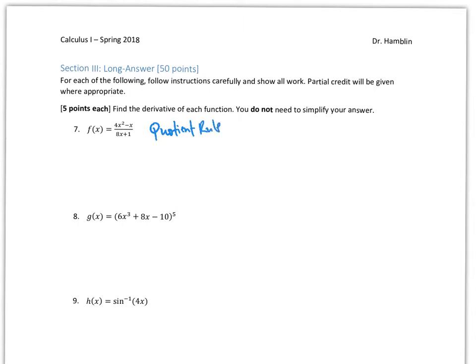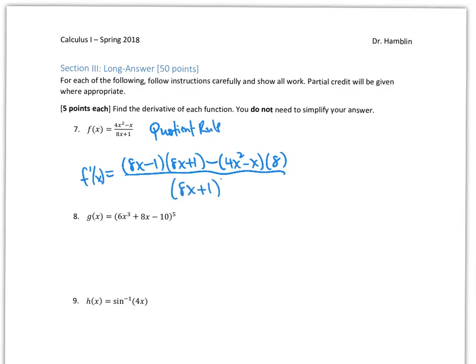So again, saying that you're using the quotient rule rather than just doing it is a good way to get some partial credit, even if something goes wrong in your execution of the rule. So now if we're using the quotient rule, f prime of x is going to be the derivative of the top, which is 8x minus 1, times the bottom function, which is 8x plus 1, minus the top, 4x squared minus x, times the derivative of the bottom, and the derivative of the bottom is 8. And that's all going to be divided by the bottom squared. And again, don't try to simplify that, don't multiply anything out, just leave it exactly like that.